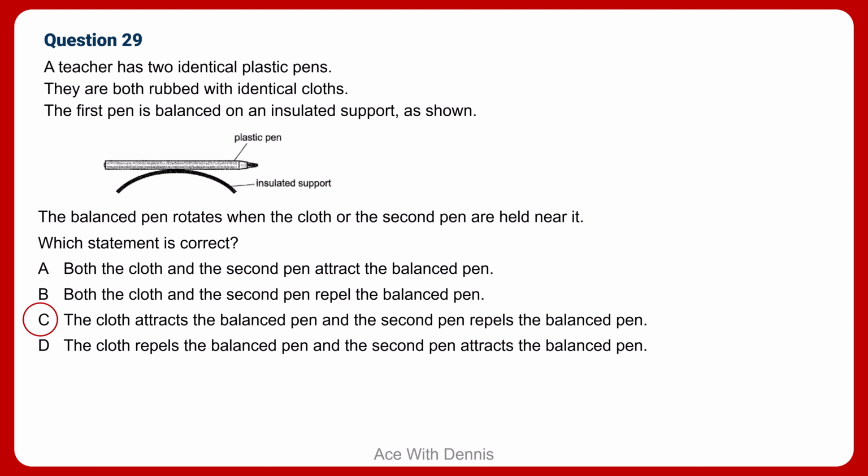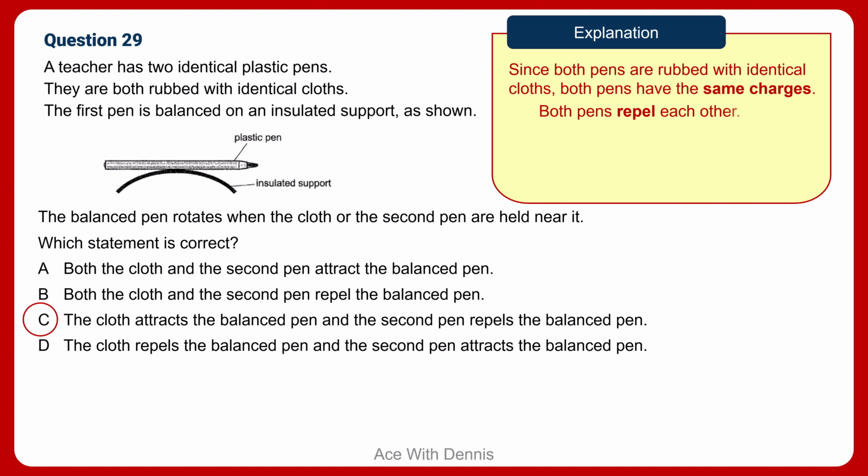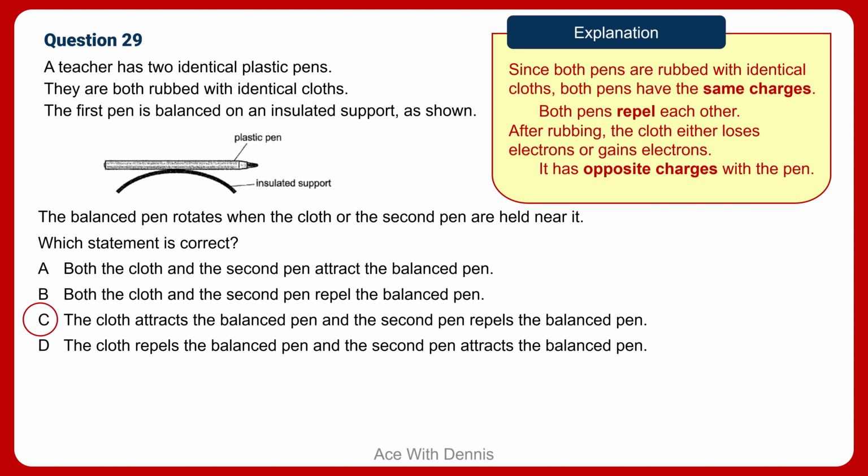The answer is C. The cloth attracts the balanced pen and the second pen repels the balanced pen. So here is the explanation. Since both pens are rubbed with identical cloths, both pens have the same charges, which means both pens repel each other. After rubbing, the cloth either loses electrons or gains electrons, which means that it has opposite charges to the pen. Therefore, it attracts the pen.